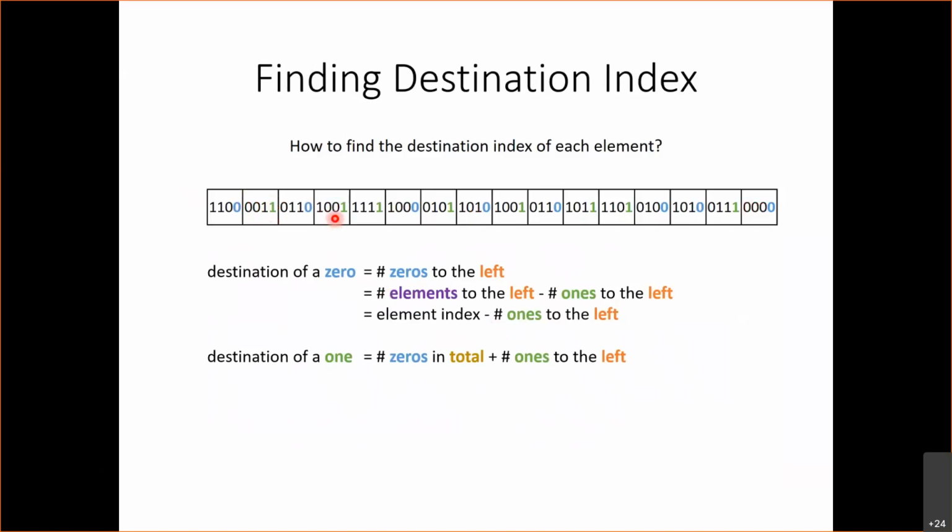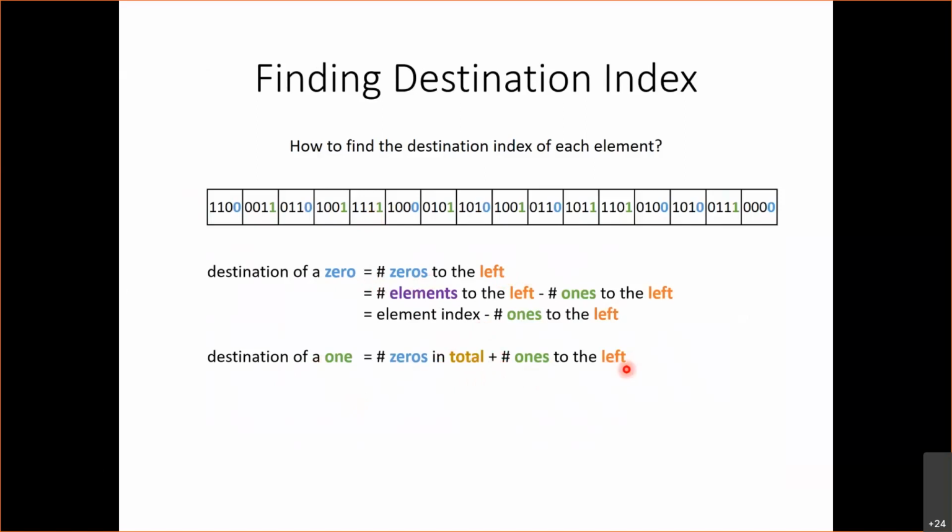So the position of this one is going to be the total number of zeros in the whole array, plus the number of ones to the left, which in this case is one. For this element, it's going to be the total number of zeros plus the number of ones to the left, which in this case is two. So I'm going to put all the zeros, and then these two ones, and then I'm going to put this element. By finding the total number of zeros plus the number of ones to the left, this is what helps me preserve the order. Same thing here, by the way. When I count the number of zeros to my left, this helps me make sure that I stay in the right order. I don't interfere with the zeros to my left and go behind them. Okay, so the destination of a one is the number of zeros in total plus the number of ones to the left.